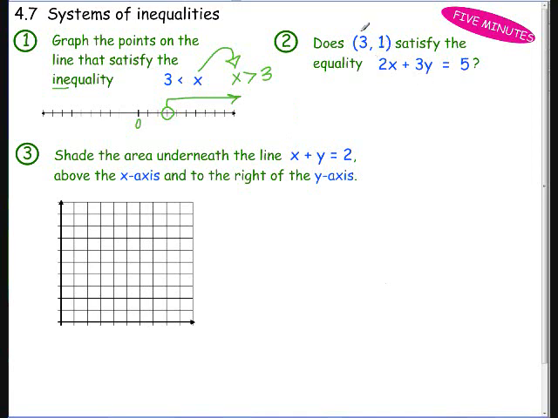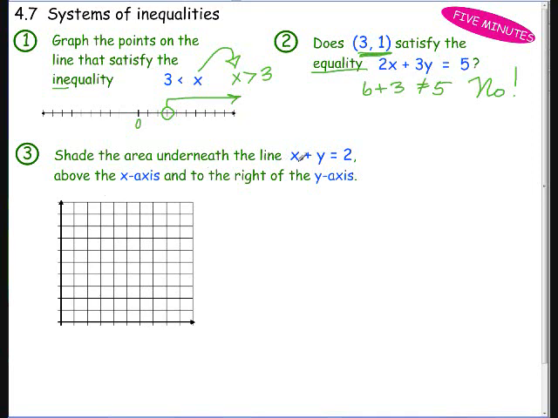Does 3, 1, that's my x-coordinate, my y-coordinate, satisfy this equality? Notice this equality, we've got an equal sign. So 2 times x, which is 3, gives us 6. 3 times y, which is 1, I'm going to add that, which is 3. That does not equal 5. So no, this point does not lie on this line.